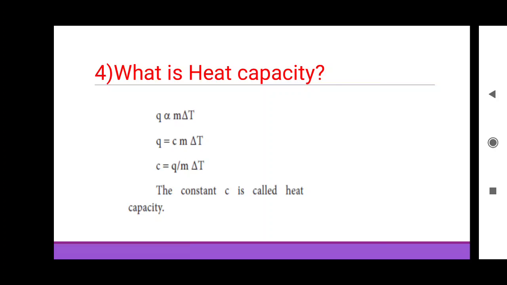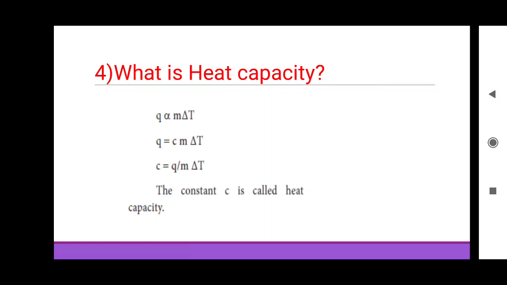The molecules in the system absorb the heat, hence their kinetic energy increases, which in turn raises the temperature of the system from T1 to T2, initial to final. So the change in temperature T2 minus T1 is directly proportional to the amount of heat absorbed and the mass of the substance. That's why Q is directly proportional to mass into del T. Now the proportionality has to be removed, so we write one constant with equals. So Q equals C mass into del T.